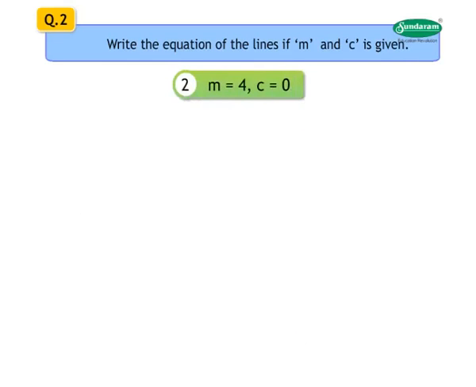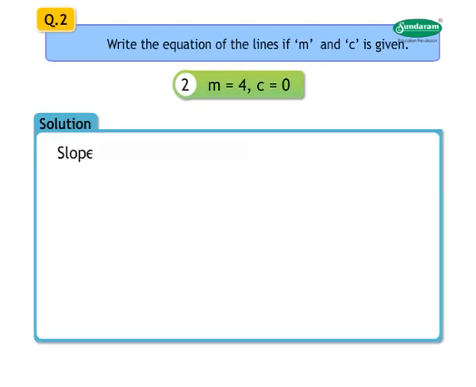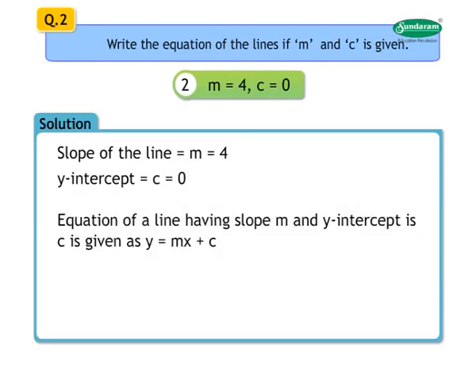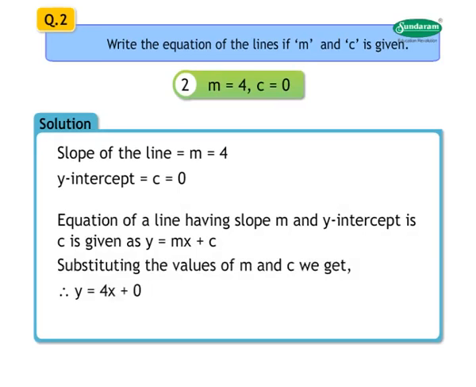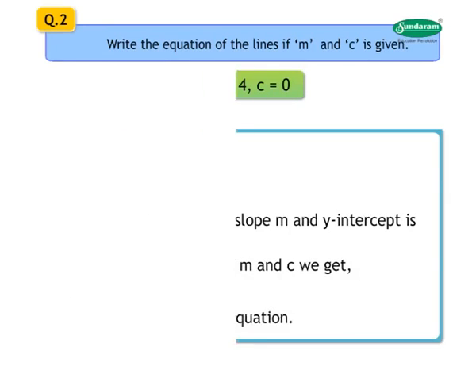Number 2. m = 4, c = 0. Solution. Slope of the line is m = 4. Y-intercept is c = 0. The equation of a line having slope m and y-intercept c is given as y = mx + c. Substituting the values of m and c, we get y = 4x + 0. Therefore, y = 4x is the required equation.